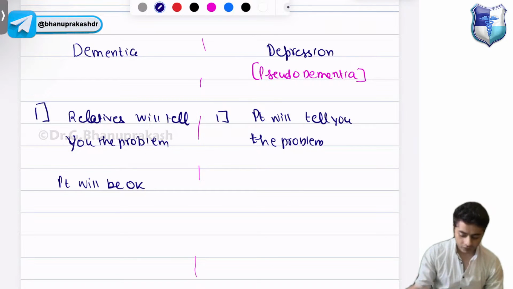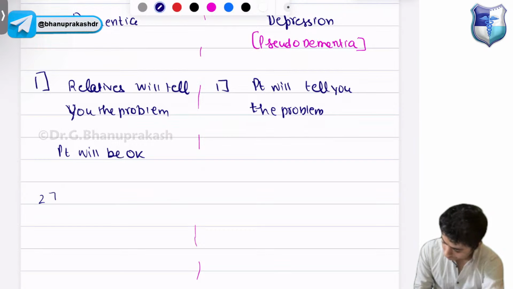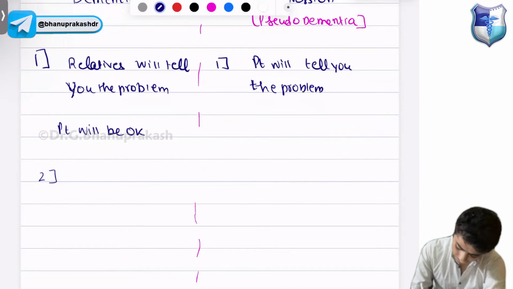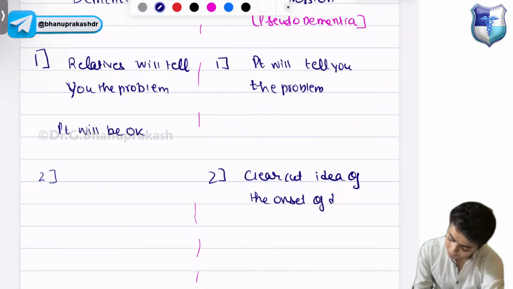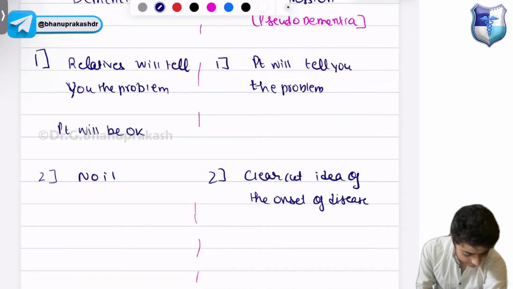Okay. Now, the second point: in depression there is a clear-cut idea of the onset of disease. In dementia, no idea.